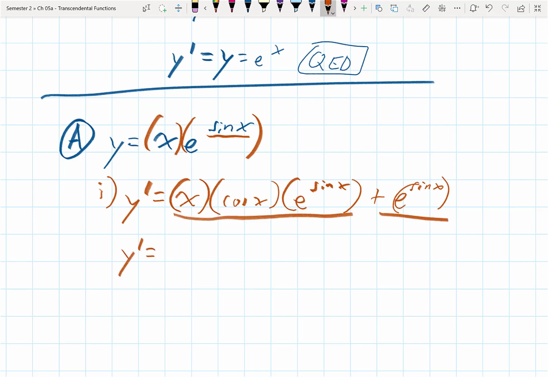Can we factor anything out of both of these? E to the sine x. Parentheses. I'm left with x cosine x plus 1.